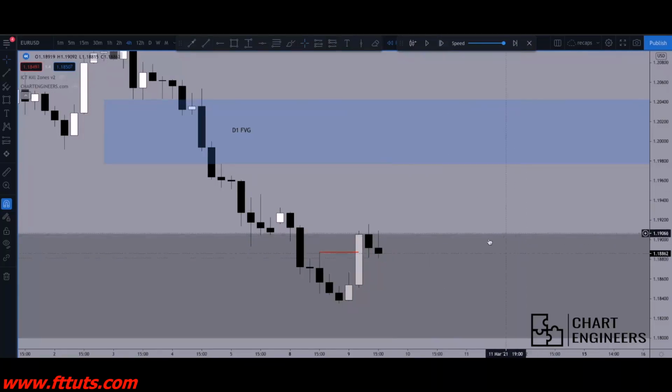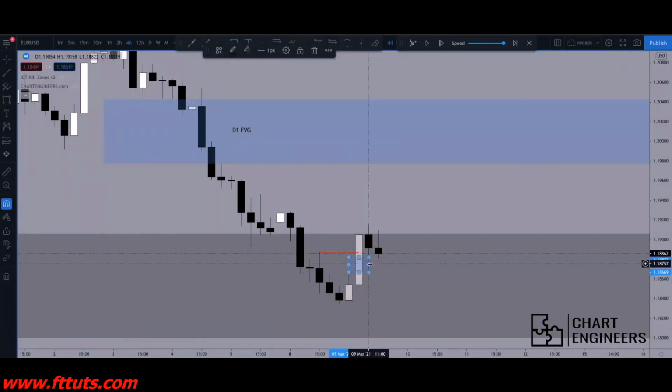Let's go further. So now we have a H4 fair value gap here, right? Because we have nothing else to work with at this moment. All we have is a daily support and an H4 market structure break. So what I use is the H4 inefficiencies that were created on this push up.